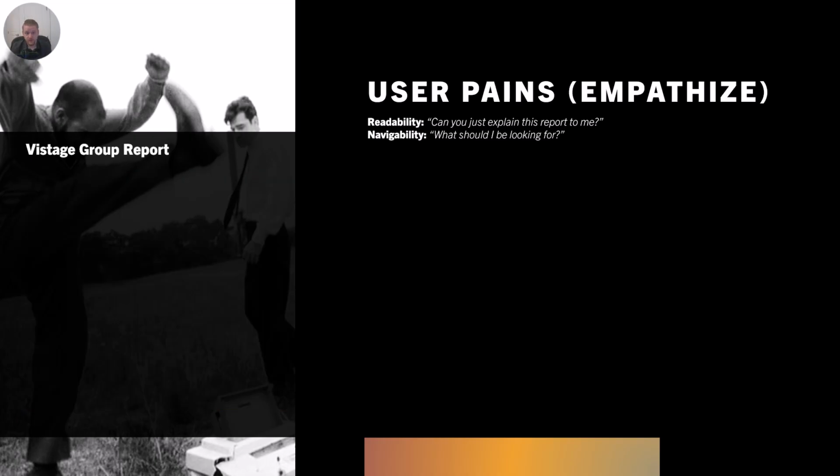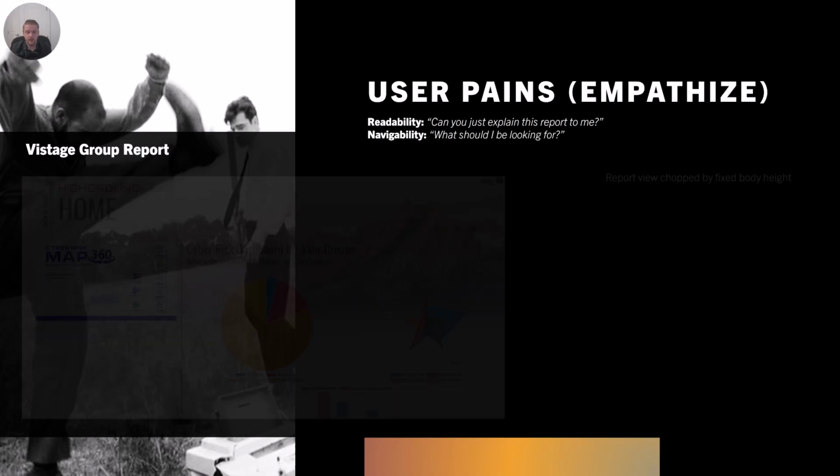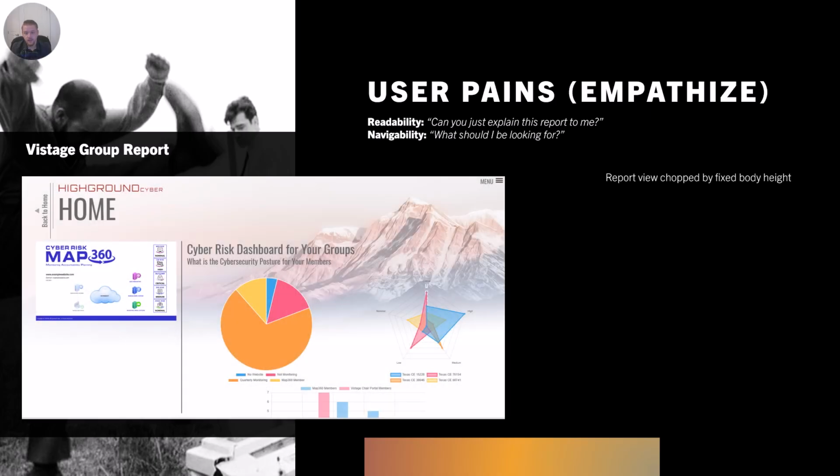When we move on from just the home page into the Vistage group reporting pages that carry the water for this application, you can see some other problems. This is the group reporting page. It shows the metrics we were concerned about for an entire group. And right away, you can see some problems. This report view is chopped due to the same problem we were having earlier with headers, bodies, and footers, and the way that's being laid out.